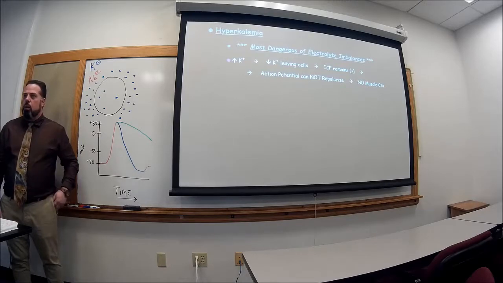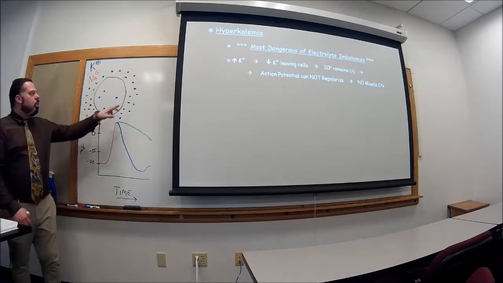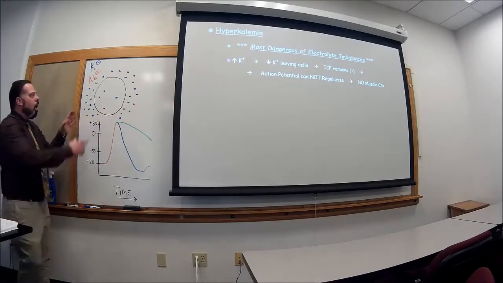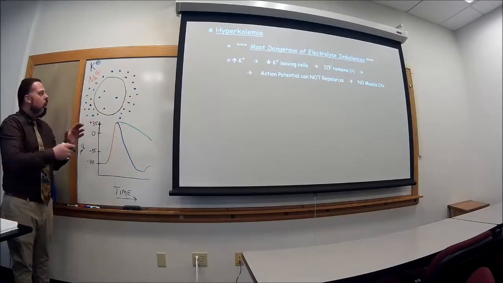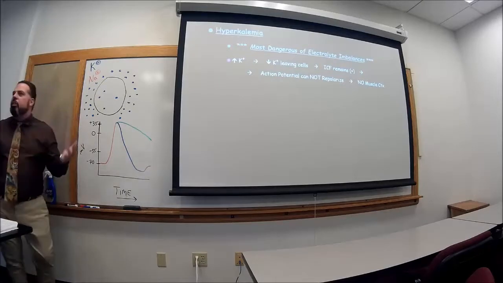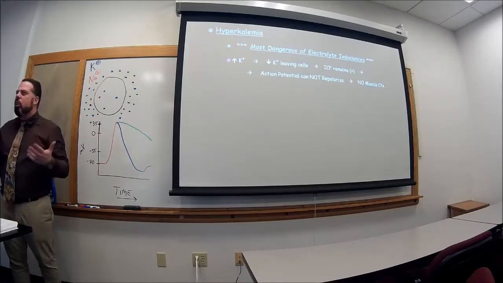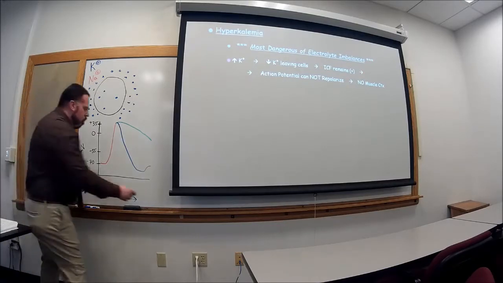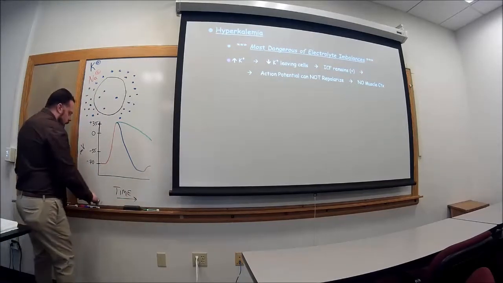Why would it not go down if there's no potassium? Well, it depends on how severe the hyperkalemia is. You know, I kind of drew it this way. But what if there was, you know, a 5 to 6 ratio? Still going to come out, but a little bit slower. Does that make sense?